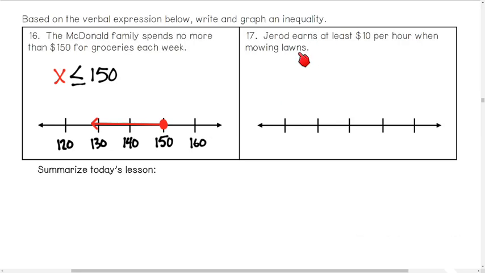But go ahead and look at this one where it says Jared earns at least $10 per hour when mowing lawns. So we have the $10 that we're going to be comparing to our variable. Our variable compared to 10, and it says there he earns at least $10 an hour. So could he earn $8 an hour according to this statement? And the correct answer there is no, he could not. He'd have to earn at least 10, meaning 10 is his minimum amount that he earns. He earns $10 or more, so we would show that with a greater than or equal to inequality symbol.